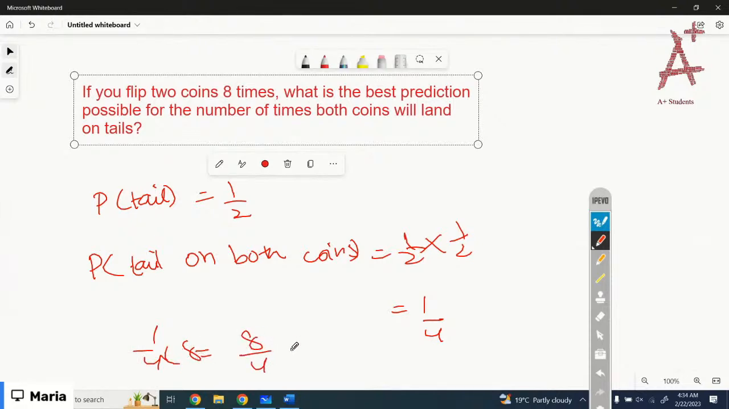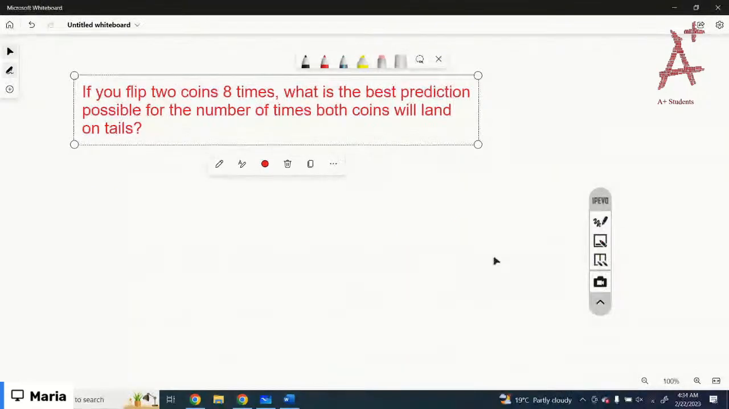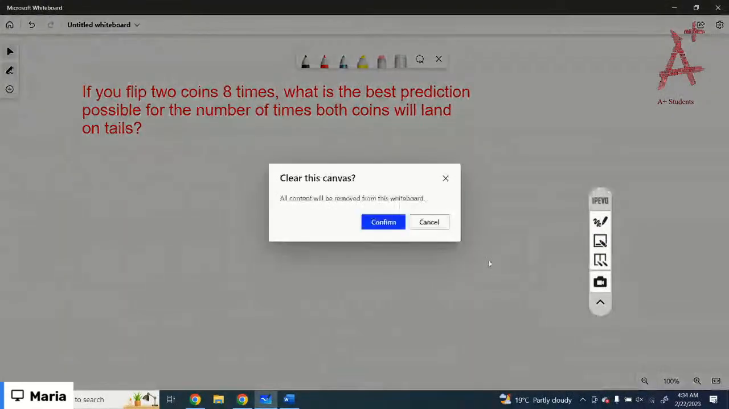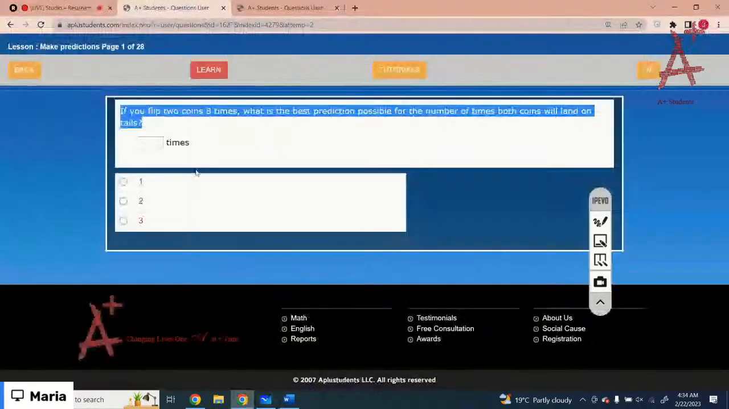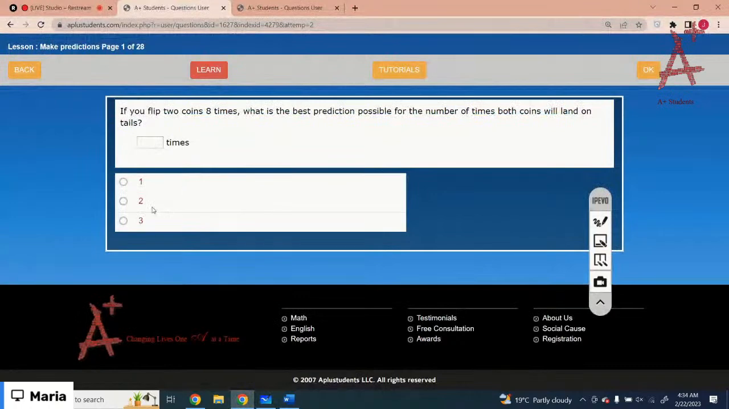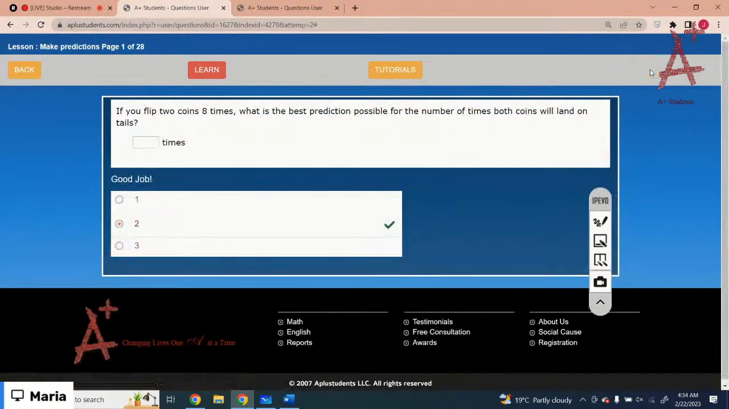4 times what number is 8? 4 times 2 is 8. So the correct option is 2. Got it? Just select the correct option, then click on the OK button.